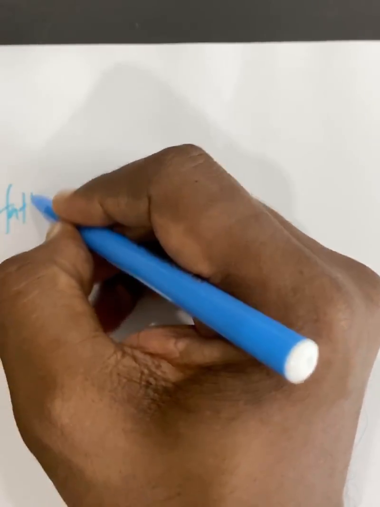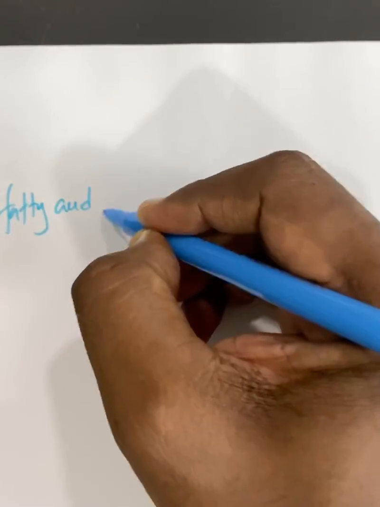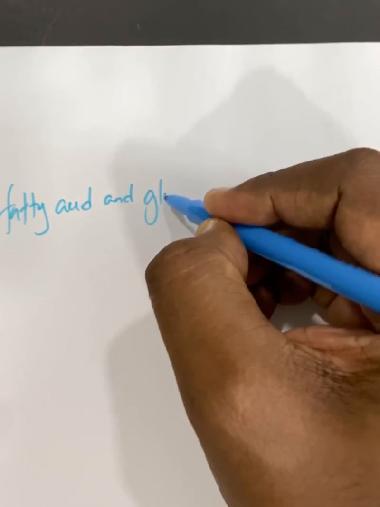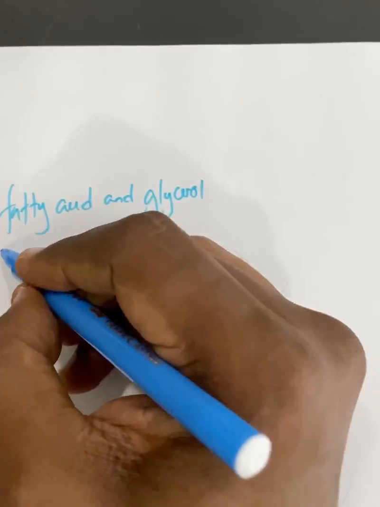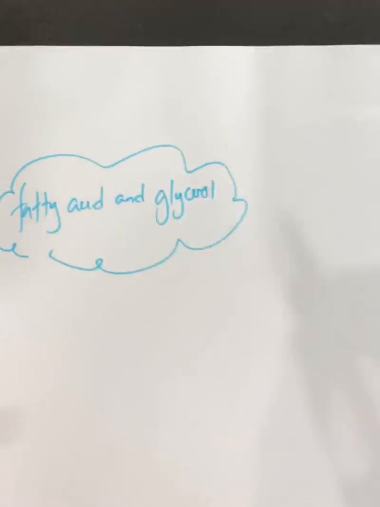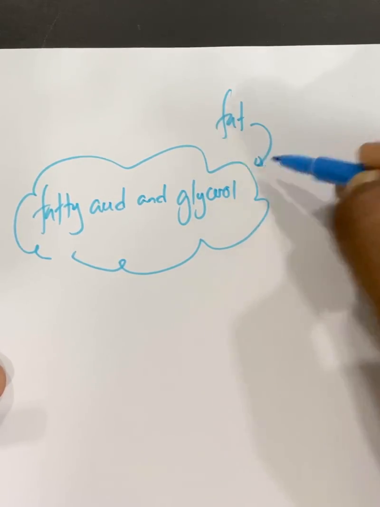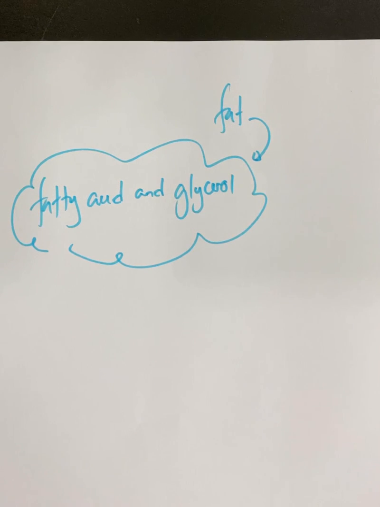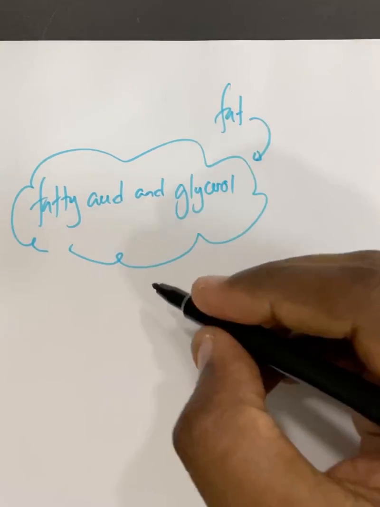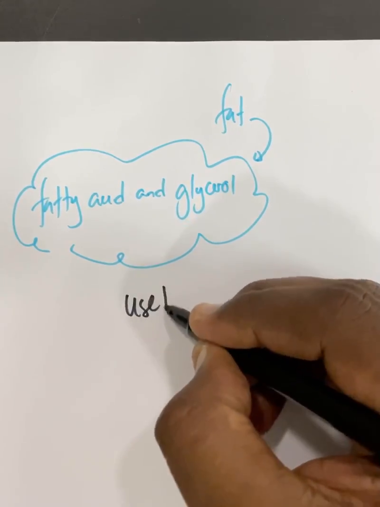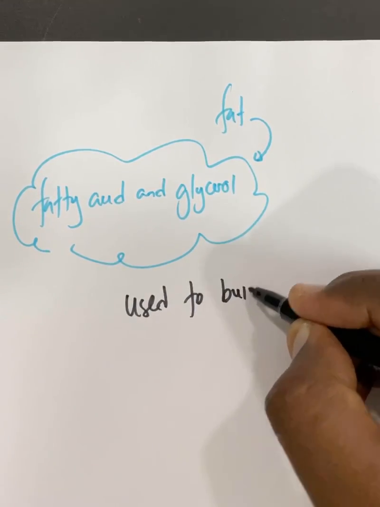The third uses, we check fatty acid and glycerol. This fatty acid and glycerol is obtained from fat. When a fat molecule breaks, it will produce fatty acid and glycerol. What is the function of fatty acid?